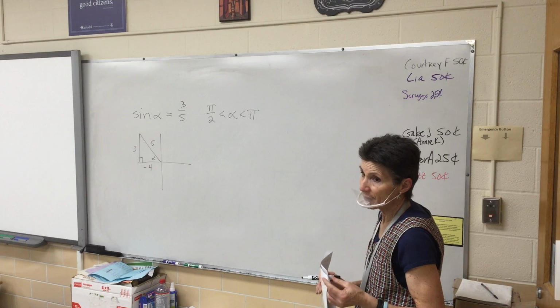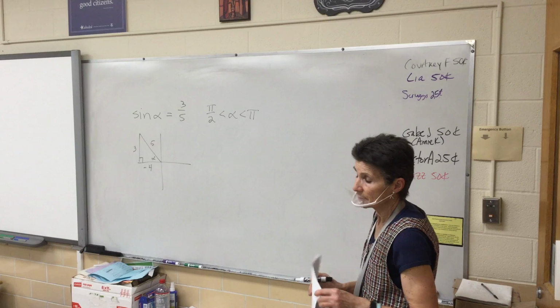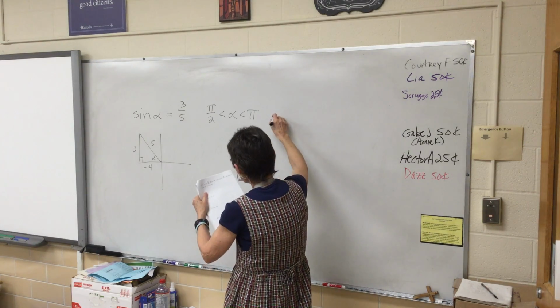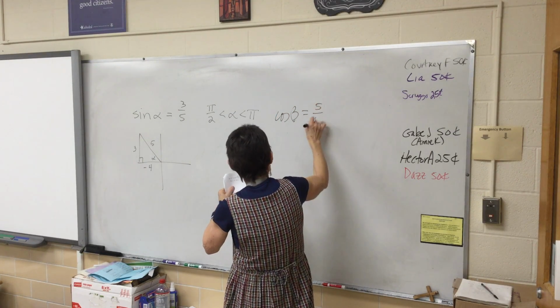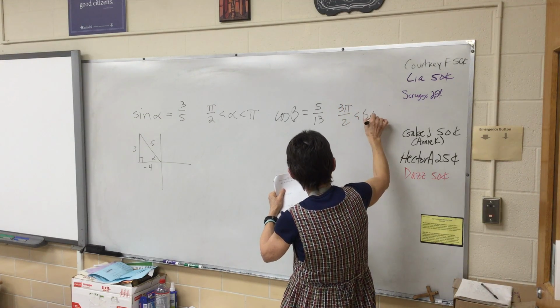Anyone have a question about that? We know why it's negative? Okay. All right, so that takes care of alpha. Now, beta, or B if you prefer, has a cosine of 5/13, and it's here.